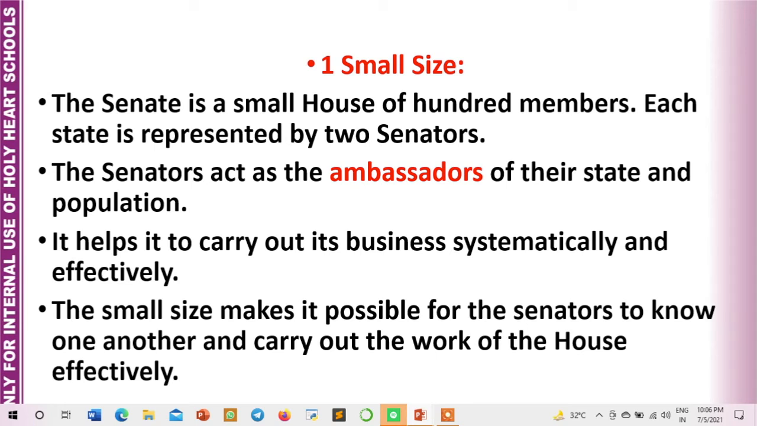Yes, students, as you know, in the UK Upper House, the House of Lords, there are 725 members, but in the US Upper House, the Senate, there are just 100 members. So it is easy for them to know each other, to work for their departments, to work for their area, that's the states. So this small size makes the US Senate a powerful house.